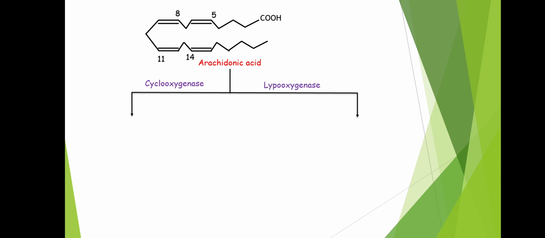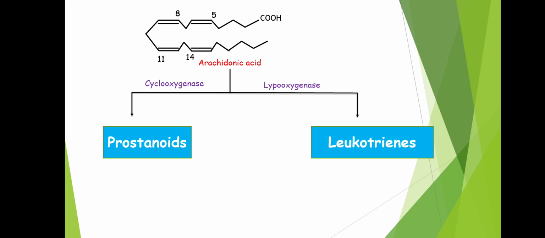Now once this arachidonic acid has been released, it can be acted upon by two enzymes. First one is cyclooxygenase enzyme and second one is lipooxygenase enzyme. When cyclooxygenase enzyme acts on arachidonic acid, it causes the production of prostanoids such as prostaglandins, prostacyclins and thromboxanes, whereas lipooxygenase pathway will lead to the production of leukotrienes. So let us start our discussion with the cyclooxygenase pathway.